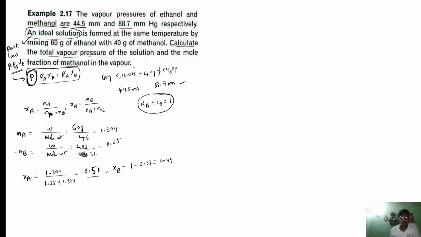See, you don't need to calculate the number of moles of B at all. You just calculate the number of moles of A. No, you need to calculate it because here you need the number of moles of B. So once you calculate the mole fraction of A, subtract it from 1, you will get the mole fraction of B. And they have told that the solution is ideal, just substitute in this equation: P equal to PA naught into XA plus PB naught into XB. So after substitution, you will get the solution. The total vapor pressure will be around 66.15 mmHg.